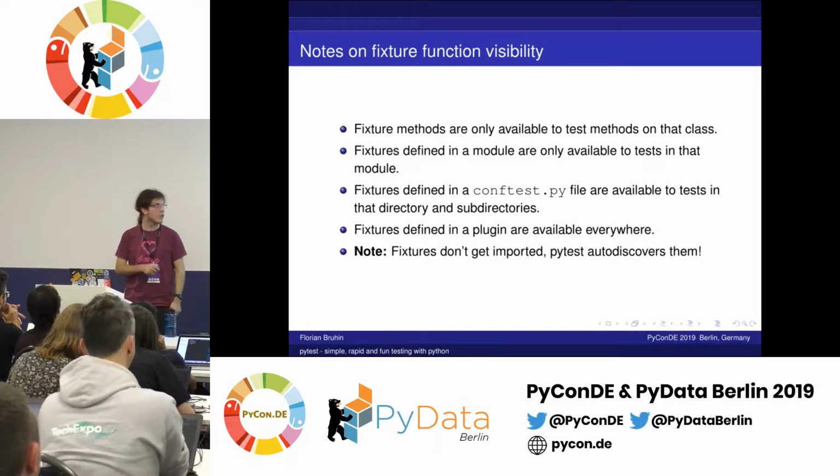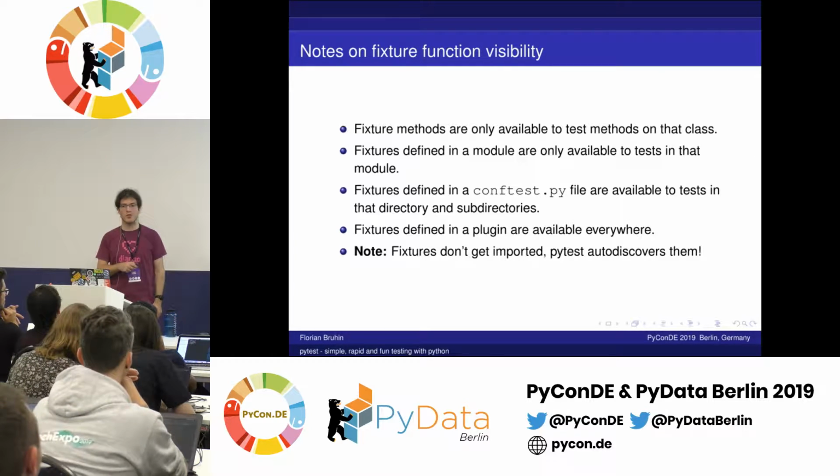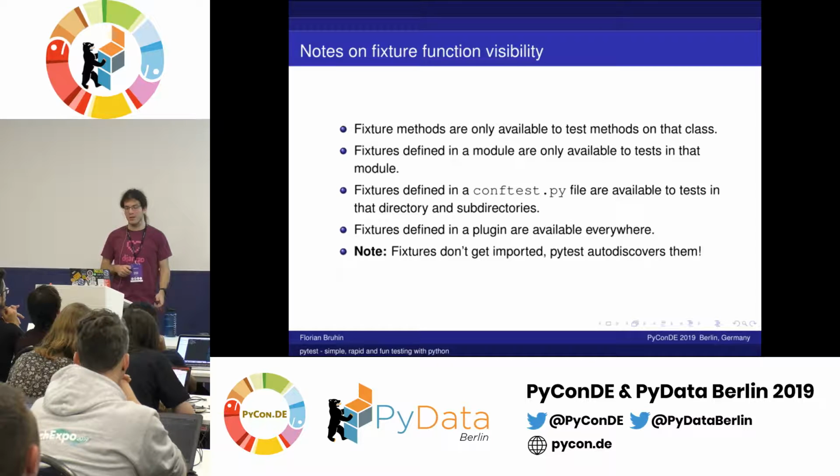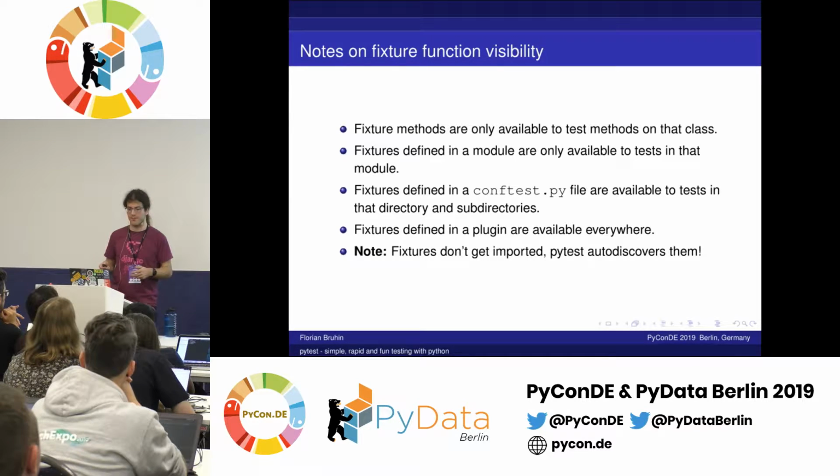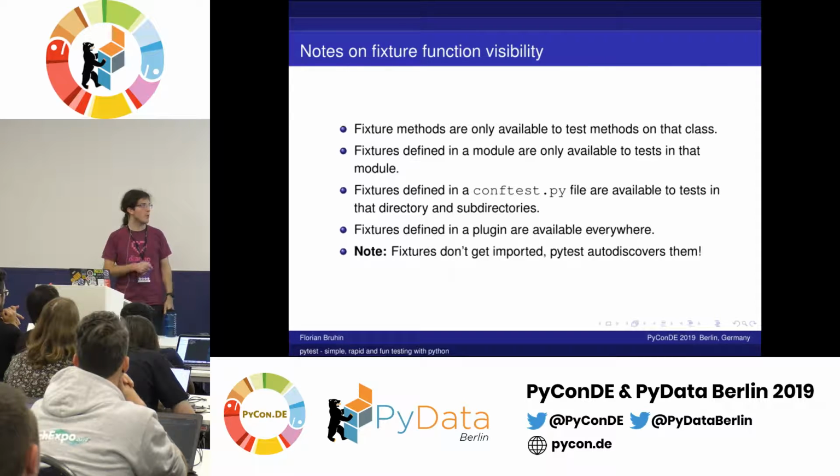And if you have a conftest.py file somewhere in your directory tree, you can define a fixture there, and it's available to all tests in that directory and also all subdirectories. So that's a nice way you can use to organize your fixtures inside your test suite. If you have plugins defining fixtures and that plugin gets loaded, the fixtures are available anywhere.